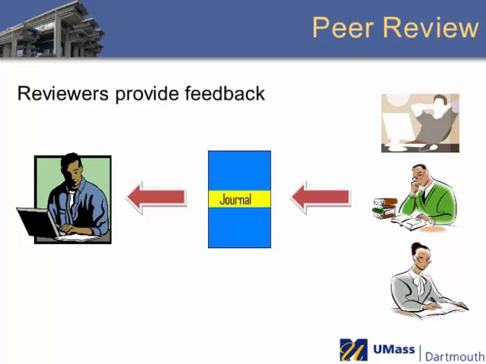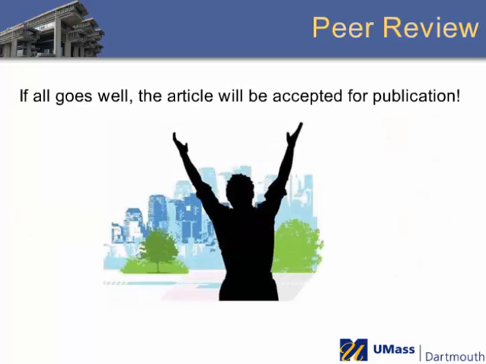It is important to note that the more rigorous scholarly publications require a double-blind peer review process. This means that the researcher doesn't know who's reviewing the article, and the reviewers don't know the identity of the author. If all goes well, the article will be accepted for publication.